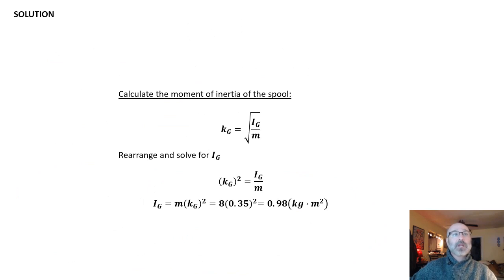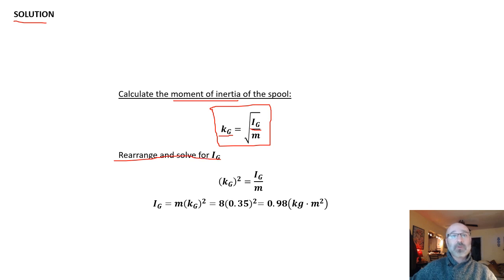So now as we begin our solution here, first thing we want to do is calculate our moment of inertia of the spool. Now we're given our k sub g, our radius of gyration, in the problem statement. We have a numeric value for that. So we can use this relationship here that our k sub g is equal to the square root of our I sub g divided by m.